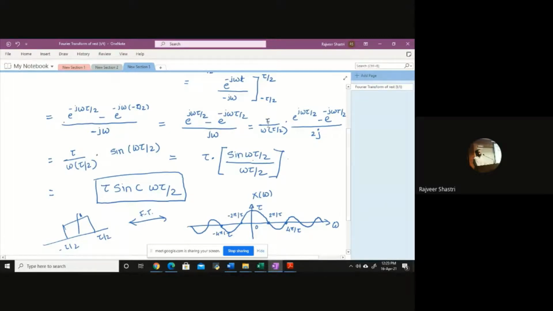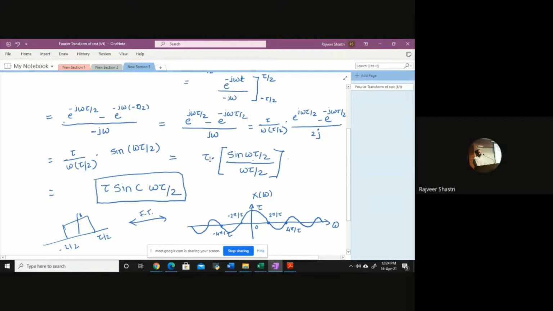This is multiplied by tau and divided by omega tau by 2, right? And this 2j is adjusted. So j is already there, omega is already there. You can see this 2 and this 2 get cancelled, and tau gets cancelled, so it is one and the same. These are little adjustments so that I can represent this in terms of sine. So what this is, tau divided by omega tau by 2, into sine omega tau by 2. So that's nice.